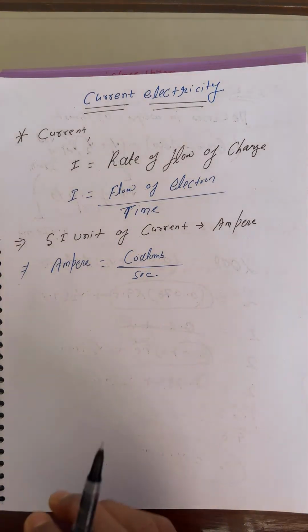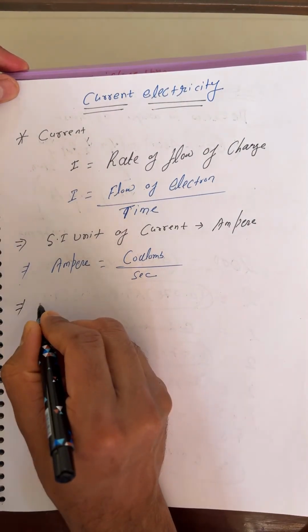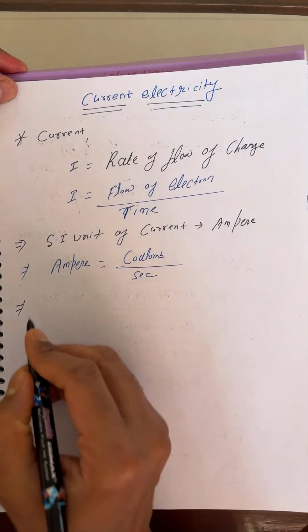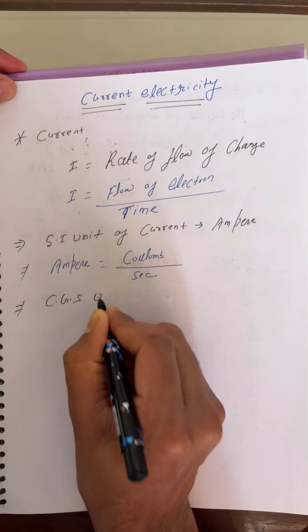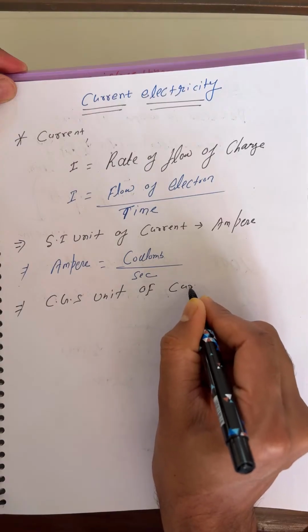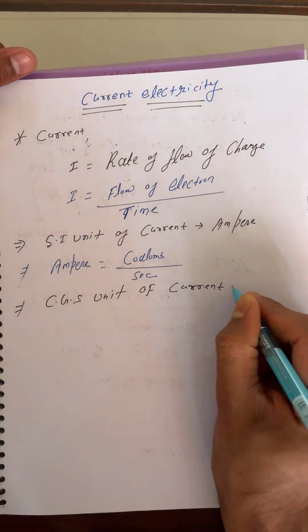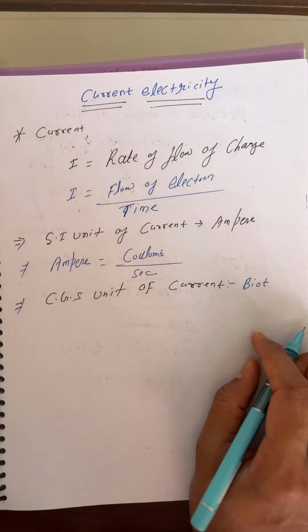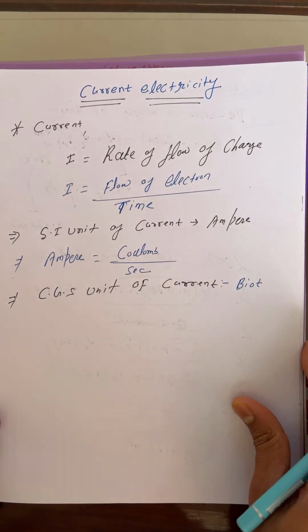Okay. After this, I want you to be clear, beta. What is the CGS unit of current? Maybe this is new for everyone. The CGS unit of current is nothing but the biot.